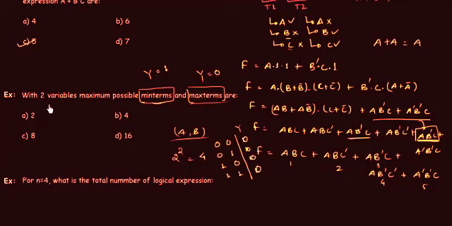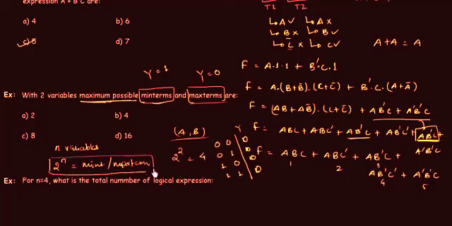And in the question, we have to find out the maximum possible. So definitely it is possible to have 4 minterms and 4 max terms for two variables. So we can generalize it. If we have n variables, then we have 2 to the power n minterms or max terms. So this is something that you have to keep in your mind. The maximum possible minterms and the maximum possible max terms are 2 to the power n.